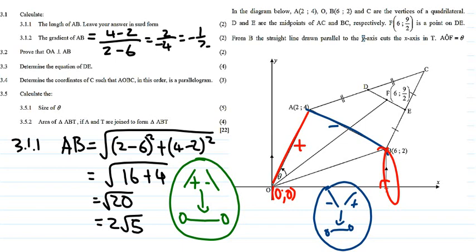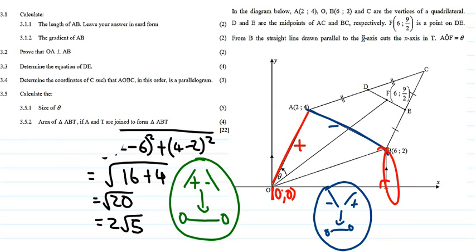That was the one question. We're going to move to the second part, and I think that will be question 3.2. So we're going to do 3.2. We're going to prove now. Let's prove that the line OA is actually perpendicular to AB.